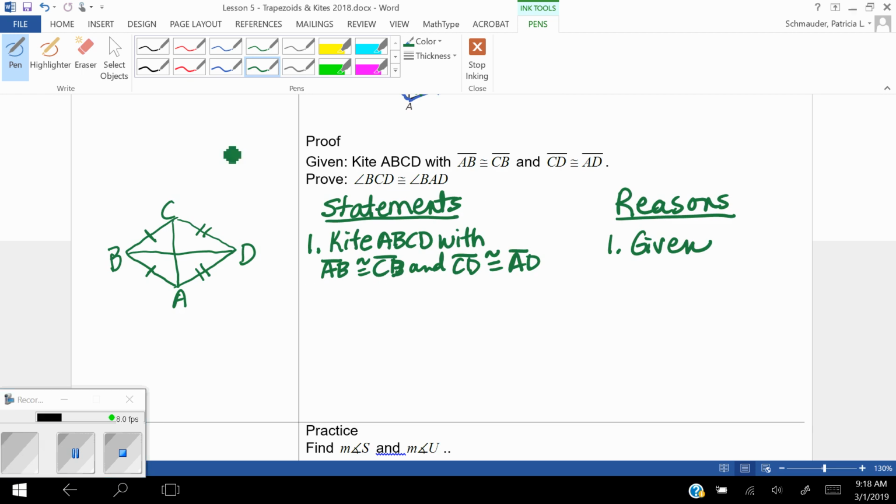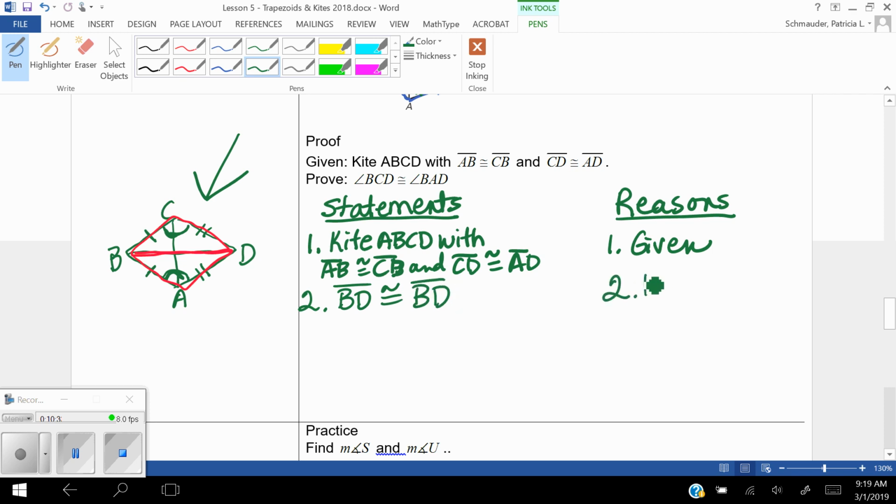Okay, I redrew my kite over here so I didn't have to keep scrolling up. All right, we're trying to show that this angle here is congruent to this angle here. So I hope you've already figured out that I probably need to show that this triangle is congruent to this triangle down here, and then those two angles will be corresponding parts. So, boy, we're almost there already, right? All we need to do is say that BD is congruent to itself, reflexive property, right? And then we've got it.